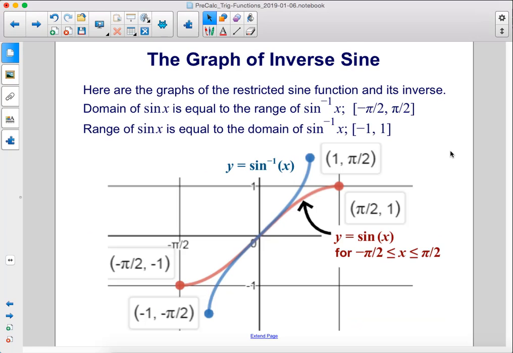Here are the graphs of the restricted sine function and its inverse. Domain of sine x is equal to the range of arcsine x, negative pi over 2 to pi over 2, and the range of sine x is equal to the domain of arcsine of x, negative 1 to 1. So here we have in red our sine wave, and here we have our arcsine wave.